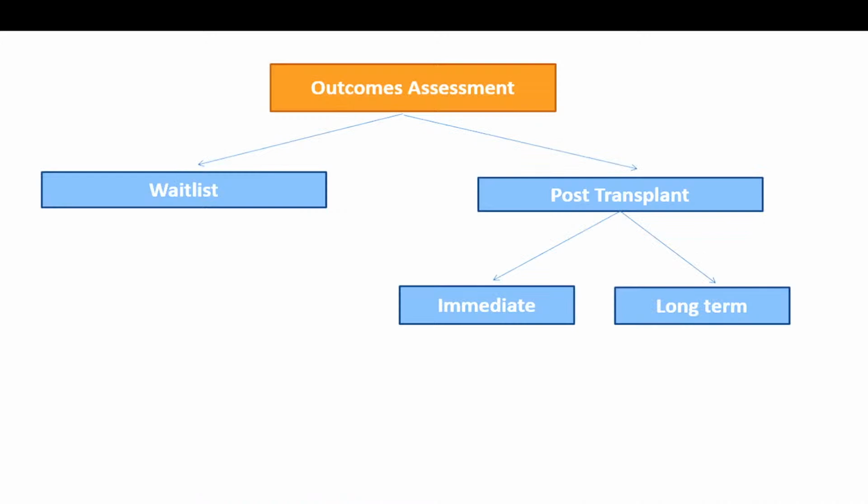So now, in my next few slides, let me tell you how I would make my clinical judgment in a patient who's severely sarcopenic and frail. What I call an outcome assessment. So I have the situation in the wait list, and the other is the post-transplant. Let's discuss them one by one, threadbare. Let's go to the wait list first.